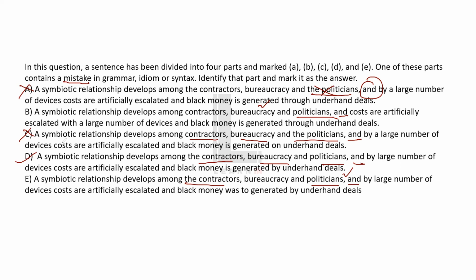I hope you can see that A and C are incorrect. And why? Did you get that much? I hope this is clear. Everyone, A and D are wrong, and the reason for that. Okay. Now let us see this. Okay, these are correct, these are correct. And by large numbers of devices, costs are artificially escalated, and black money was to generate by underhand deals. Now, was to generated. Is it correct?